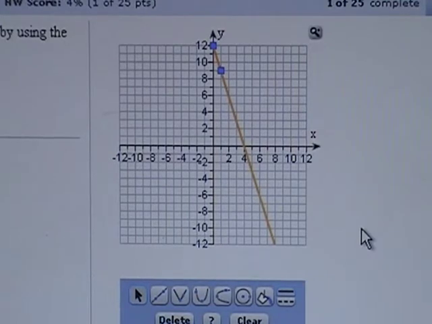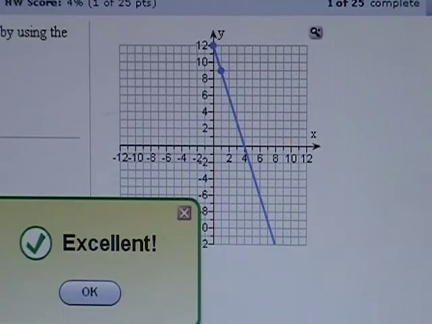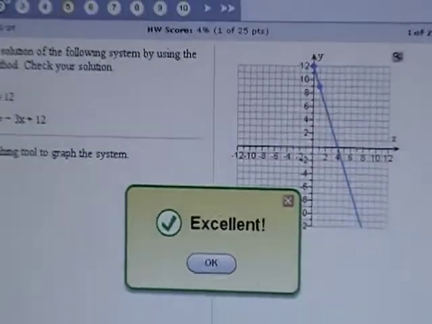If I click check answer right now, I'm going to get a big red box that says no, because I have to graph both lines. Even though they both are the same line, I have to graph both lines. So I click on my line tool and I click the same point, 12, and the same point there, which is 1, 9. Okay, so I've graphed both lines now and I click check answer. And you see it tells me that I got the answer correct.